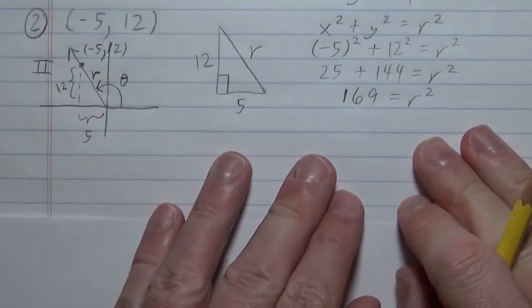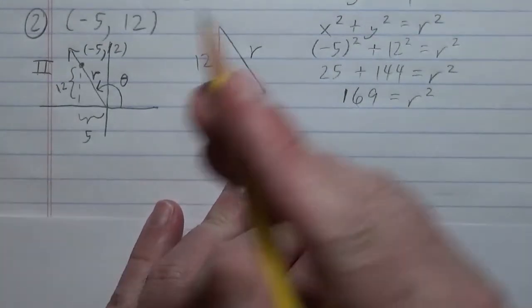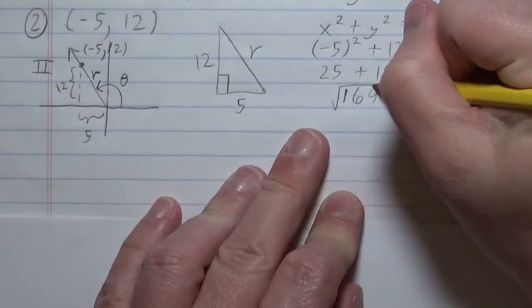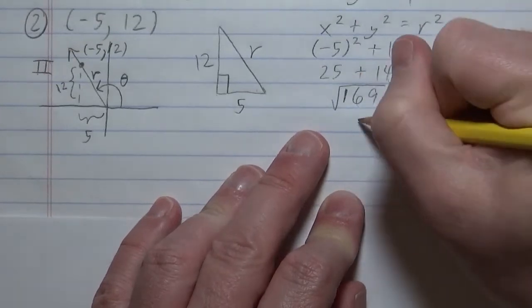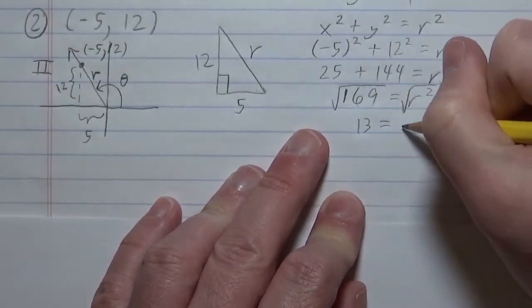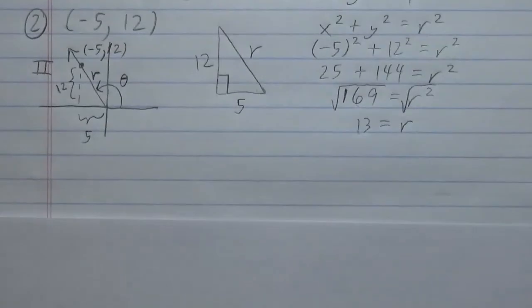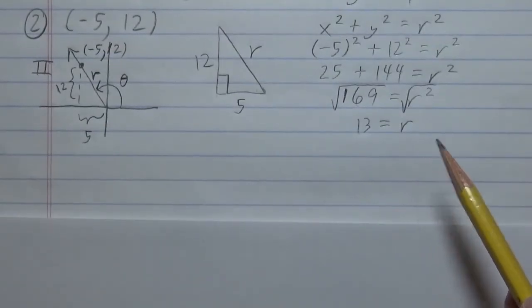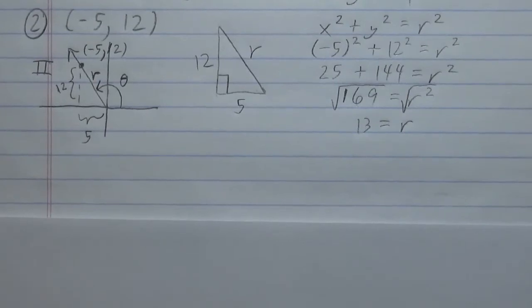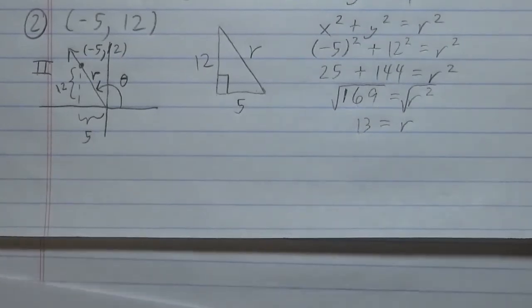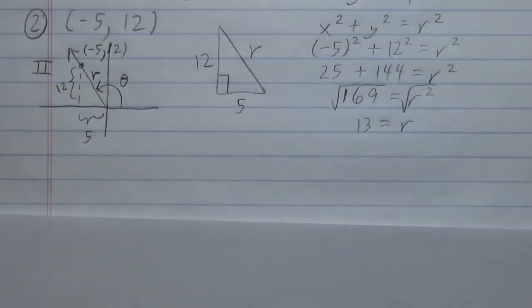That is a perfect square root. This problem was designed to give nice clean numbers in our answers. Square root both sides. 13 equals r. Well, that's great. There's r. There are 6 trig ratios, and there are 1, 2, 3 numbers. And with 3 numbers, you can make 6 ratios. Let's do it. Writing down all the equations.